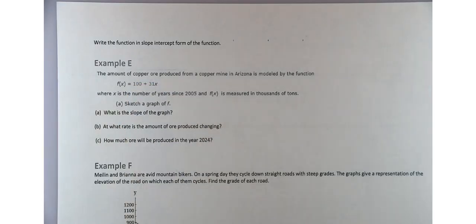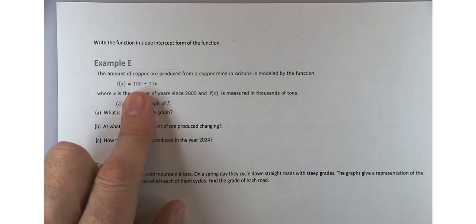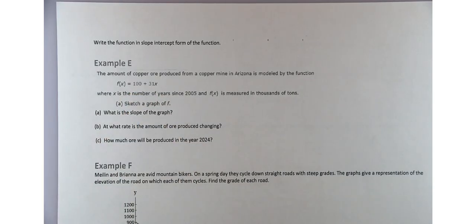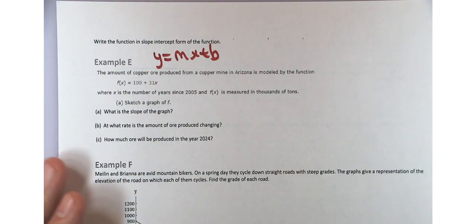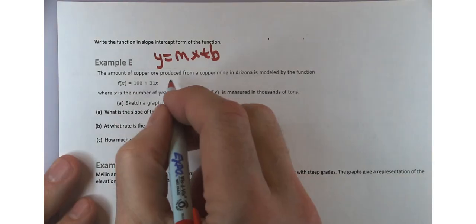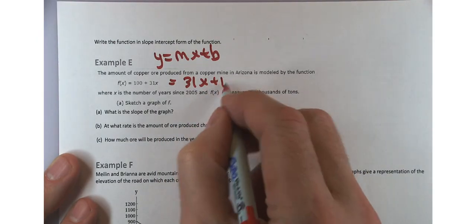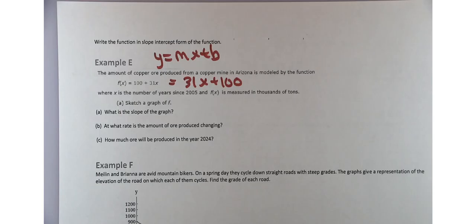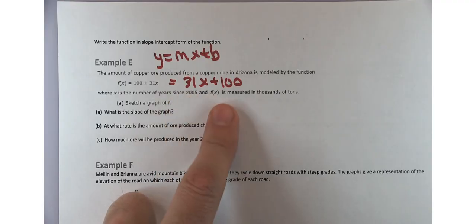In any case, let's take a look at the amount of copper ore produced from a mine in Arizona. It's modeled by the function 100 plus 31x. Now, I don't know about you, but for me, it's always y equals mx plus b. I don't really like it, and this was taken from WebAssign when they rearrange it like this. I like 31x plus 100. So x is the number of years since 2005, and f of x is measured in thousands of tons. So that's how many tons you're producing.